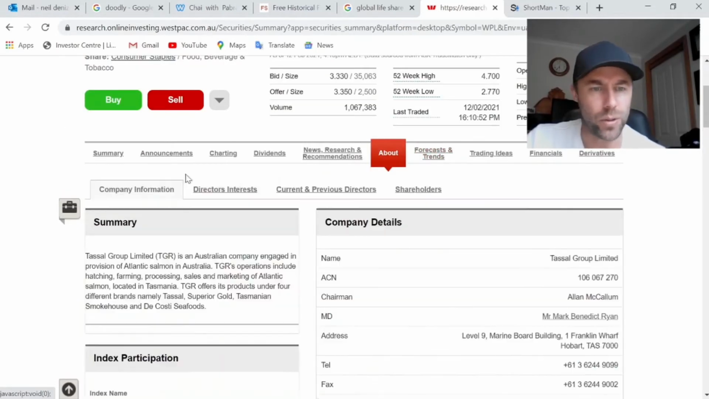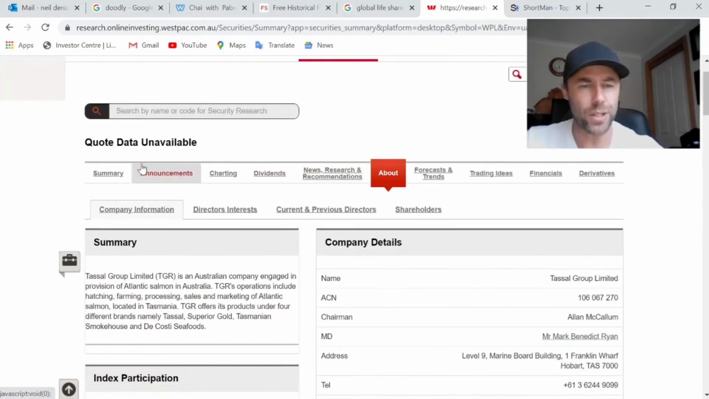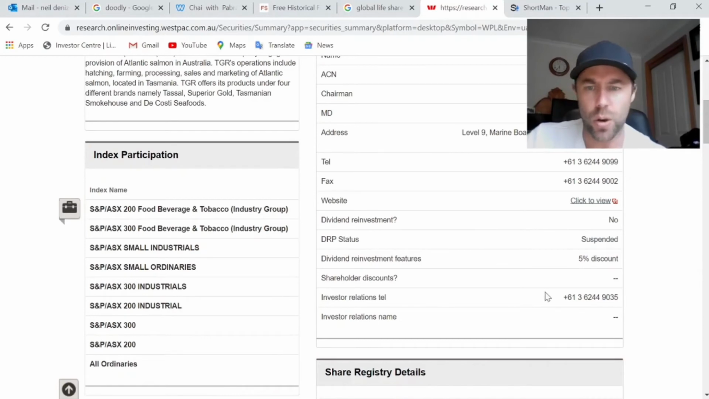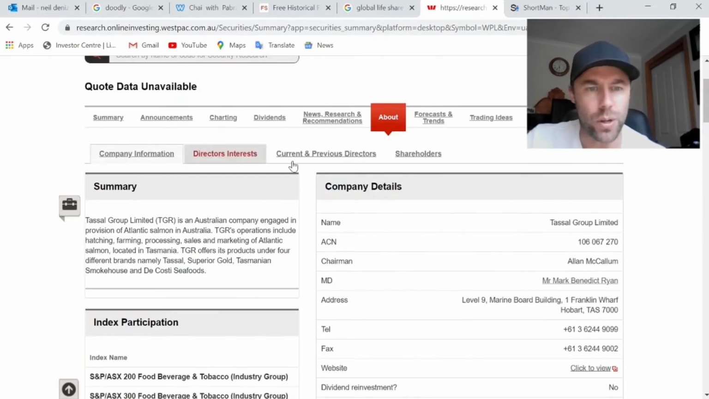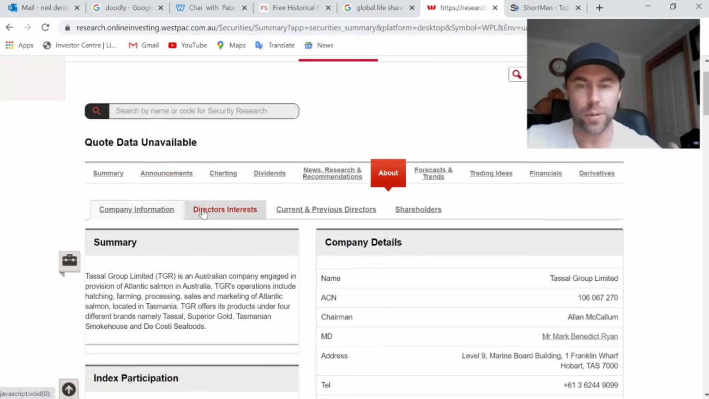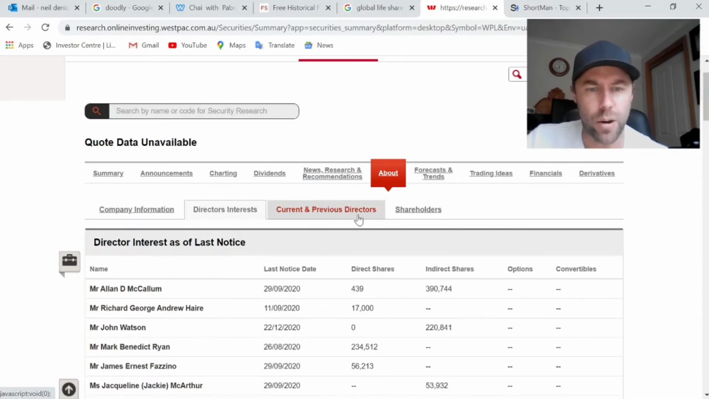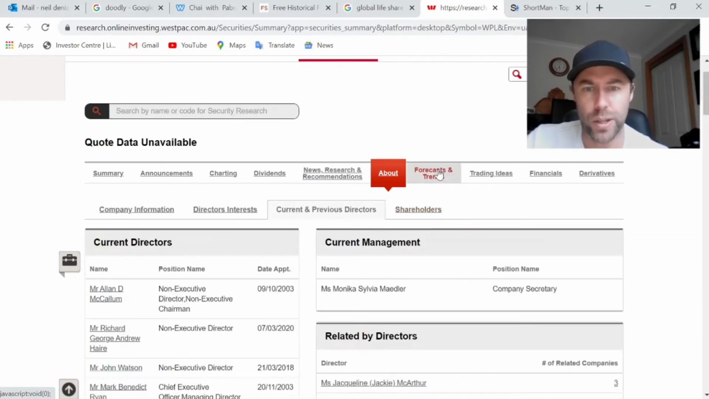Let's keep rolling through this. The About section is quite good as well. Gives you a quick brief overview of the company here, the CEO, the dividend reinvestment features, shareholder discounts, website, the address and whatnot. For those that aren't aware, Tassal is a salmon farming company based in Tasmania, and they also have prawn farming up on the east coast of Australia as well. Directors' interests, current and previous directors, shareholders over here.